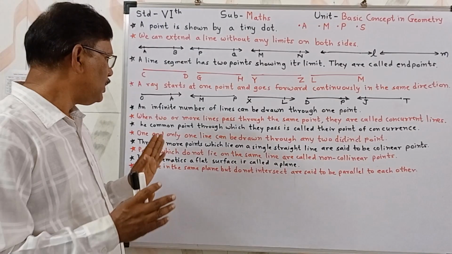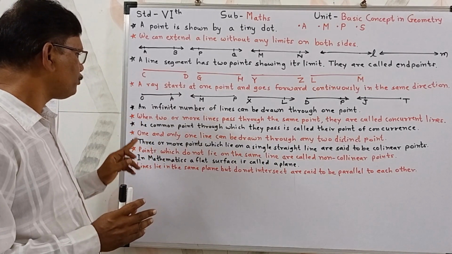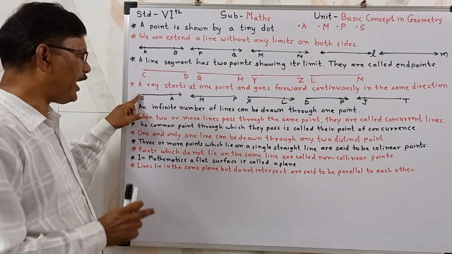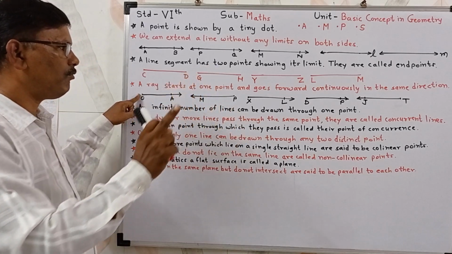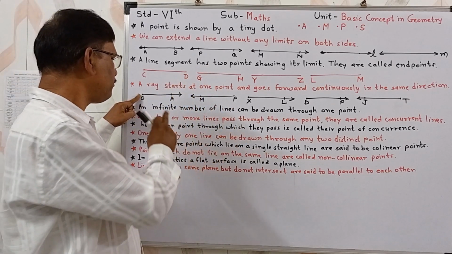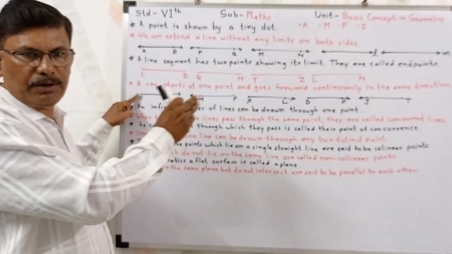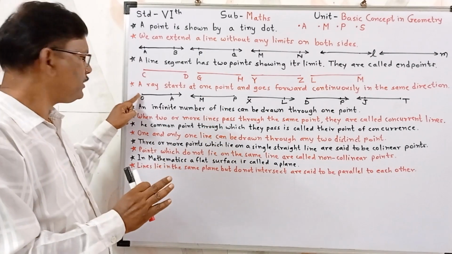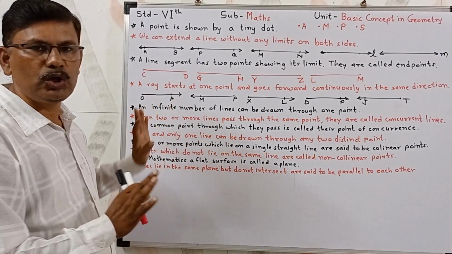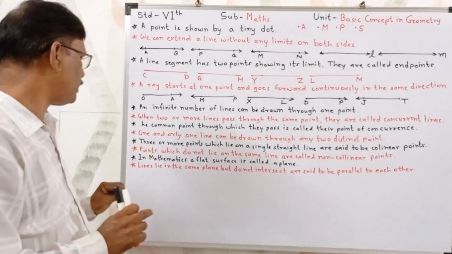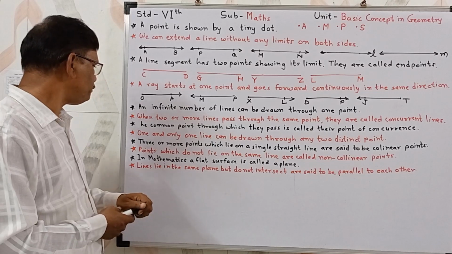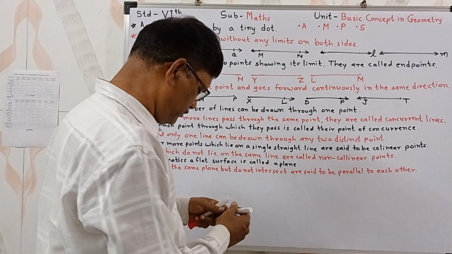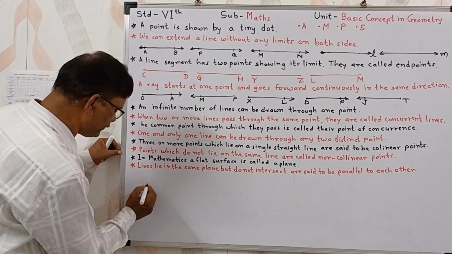So in the ray, it starts from the origin and goes forward continuously, means on another side it has no limit. Here a limit and here no limit. Understood? Okay.